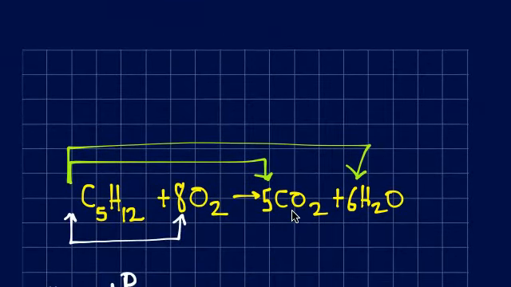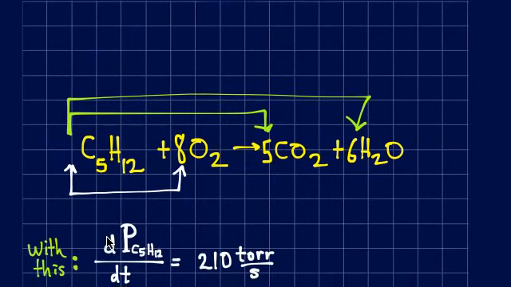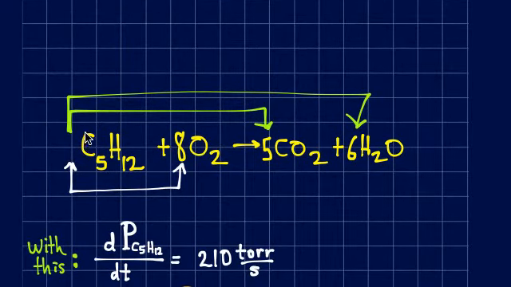All right, so what would I do? What else would I do? Well, if I knew this one, if I was told this one in the beginning and I just figured this one out to be 210, then couldn't I use that 210 torr per second to say how fast is this being created compared to this, and how fast is this being created as compared to this?